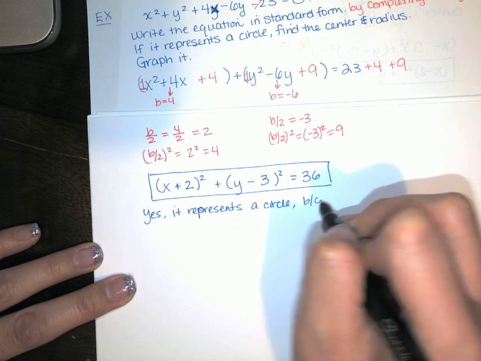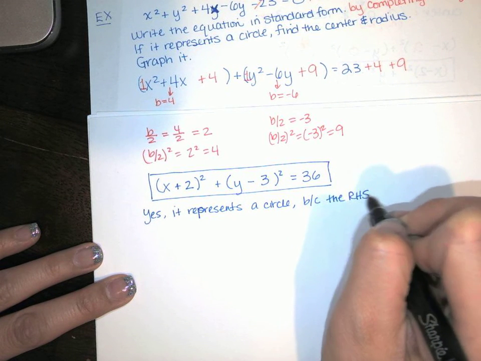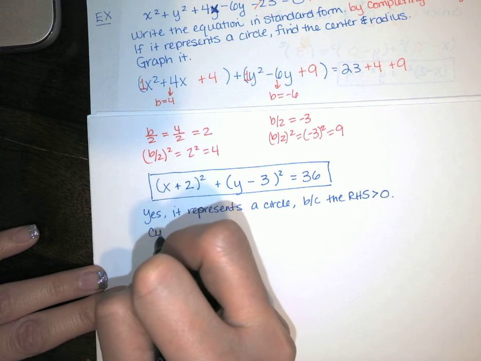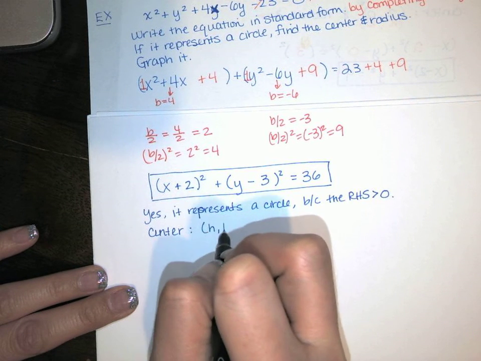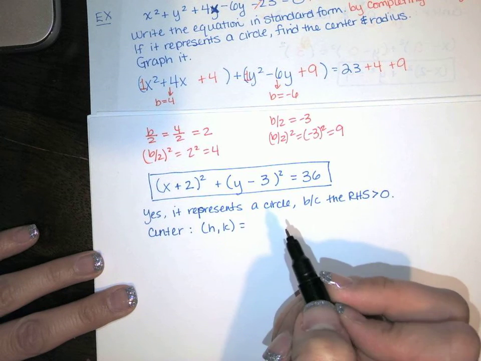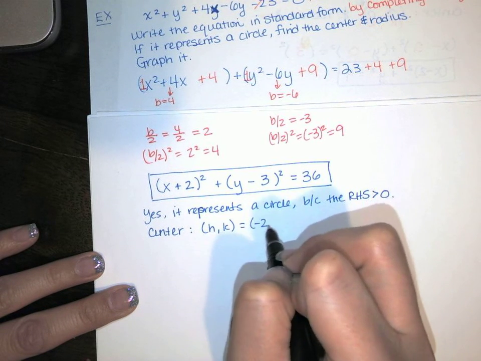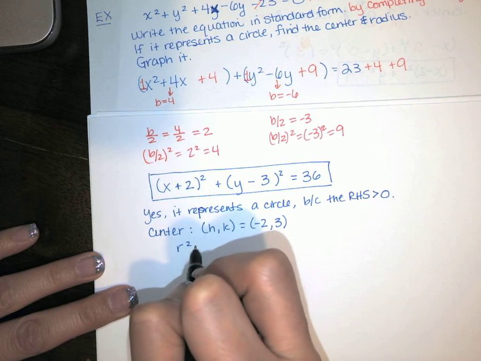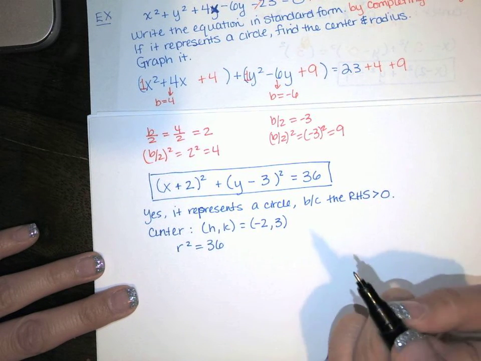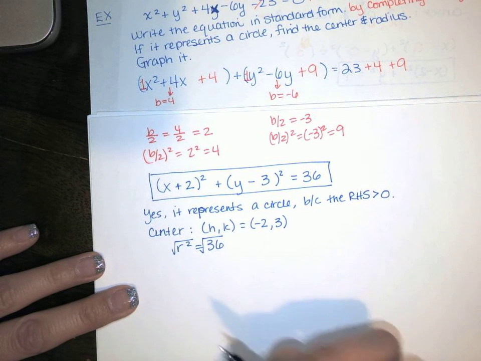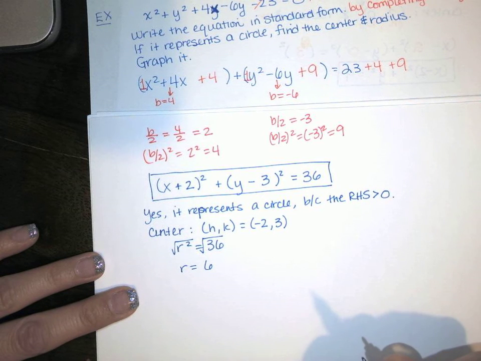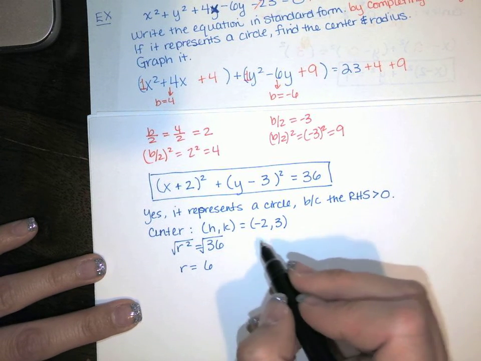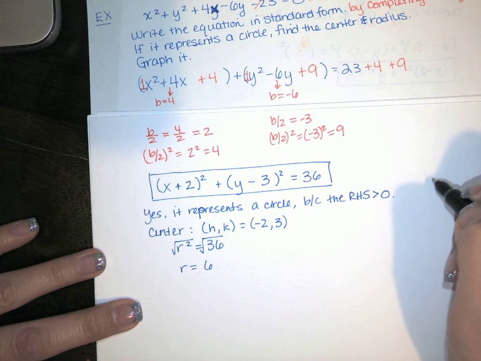I'm going to say because the right-hand side is positive, RHS for right-hand side, and its center is (h, k). Remember, you take the opposite sign from what's there. So if that's a +2, h is a -2. If that's a -3, k is a +3. R squared is 36, that's the right-hand side. And to get r by itself, you take the square root of both sides, and you get r equals 6. Okay, so that is our circle in standard form, and there's our (h, k) and then our radius.